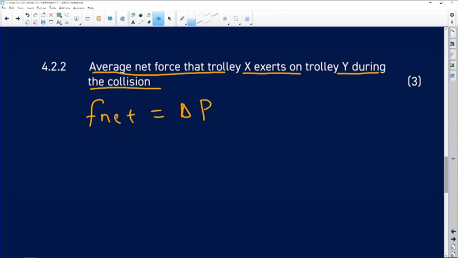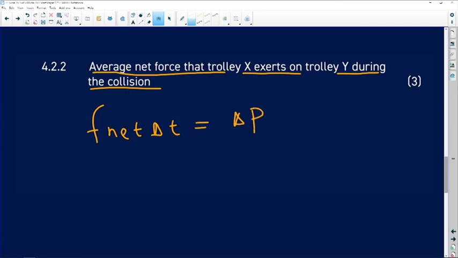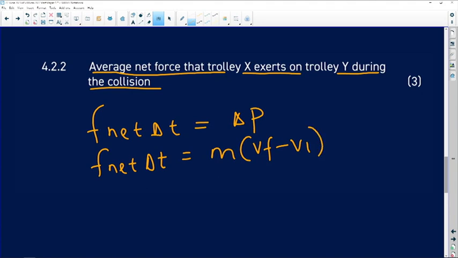We can expand this formula. In fact, it is not just F net, something is missing here. One can say it is F net times change in time. That's our formula: F net change in time equals change in P. Please be careful in the exam as well. Do not omit change in time. We can expand this change in P by saying F net change in time equals mass in bracket VF, final velocity, minus initial velocity. I'm omitting the time again here, don't do this in the exam. You're going to lose marks. All right, we are looking for this F net.